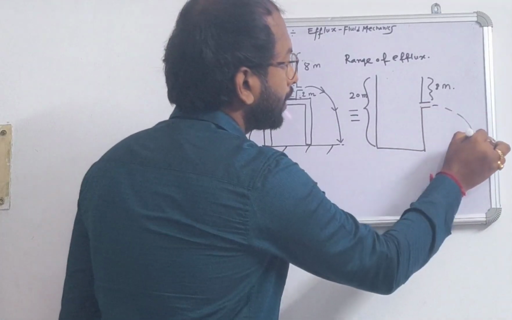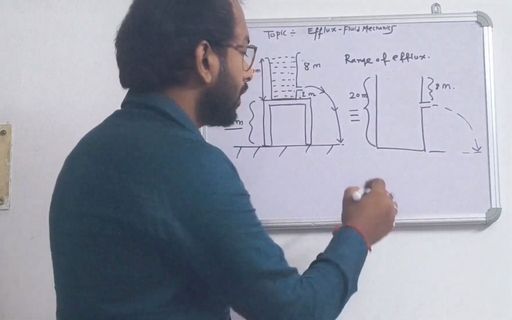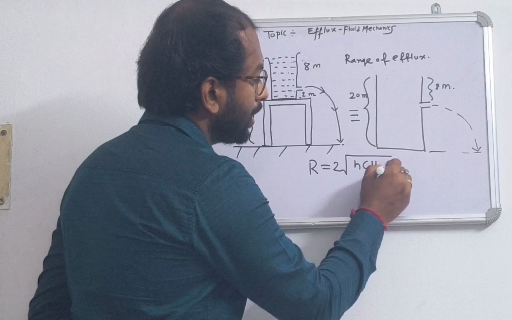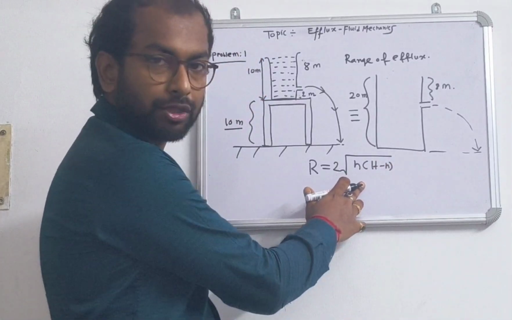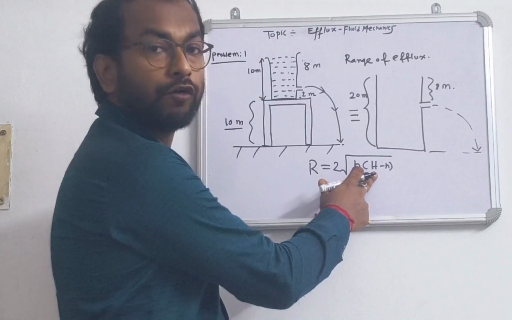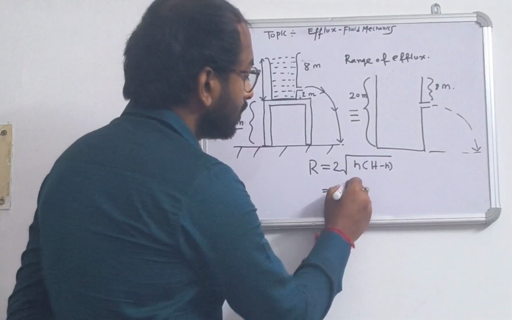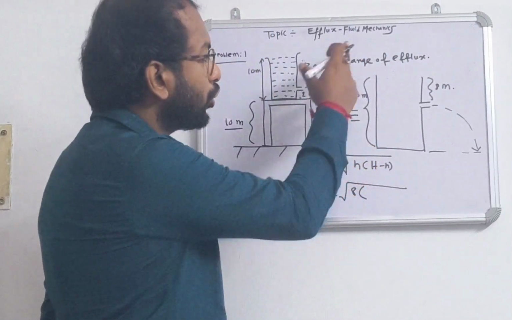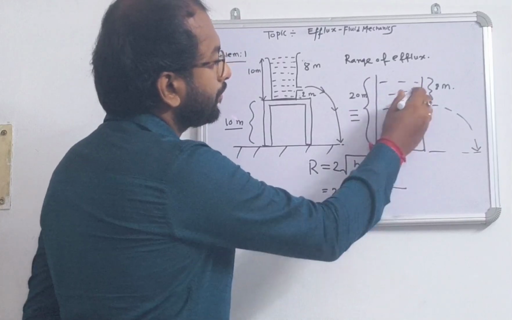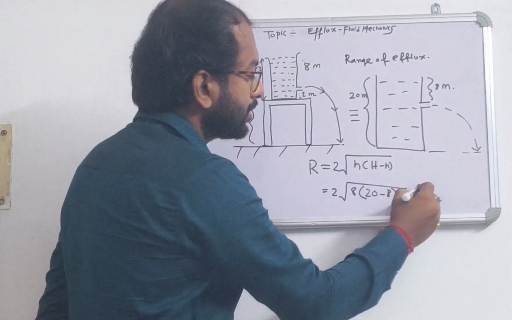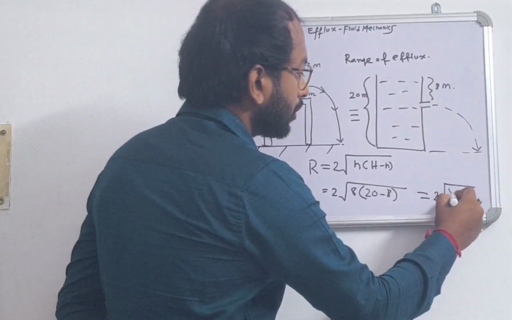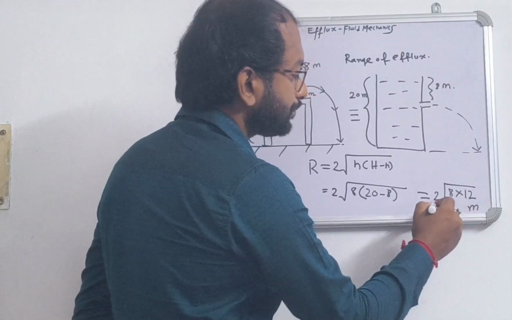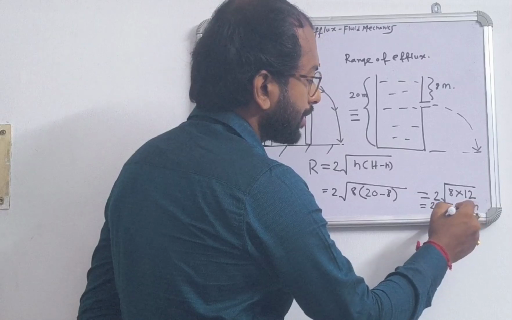Now it is easy to find out the range of the efflux. The formula we know from lecture number 1 is 2 into root over of h into (H minus h). Here small h is the height from the surface of the liquid and capital H is the total height of the liquid column. What is the depth of the hole from the surface of the liquid? It is 8 meter, so we'll put 8. The total height of the equivalent column is 20 meter, so 20 minus 8. That is equal to 2 into root over of 8 into 12, and that is the range of the efflux: 2 root over of 96 meter.